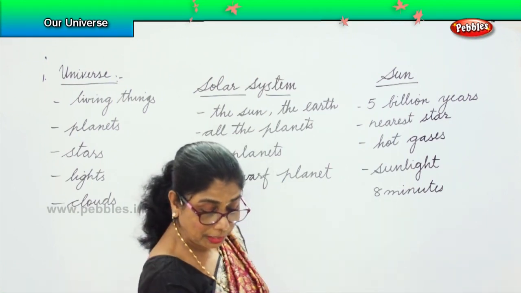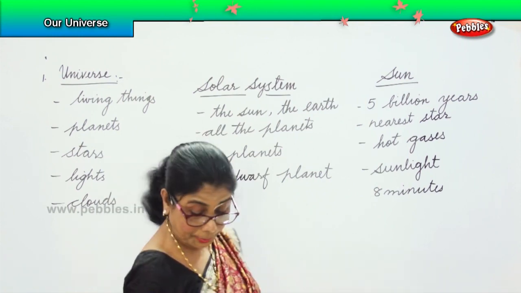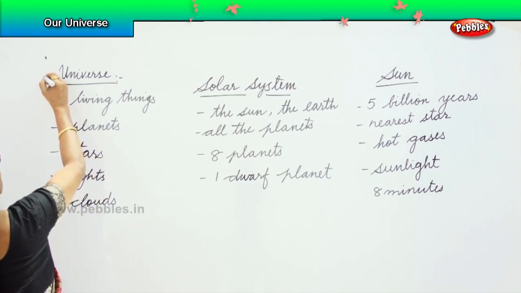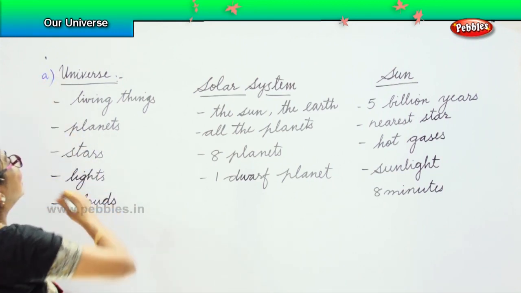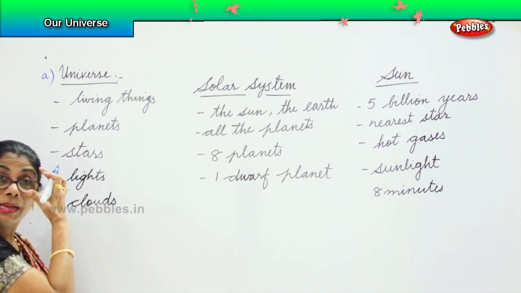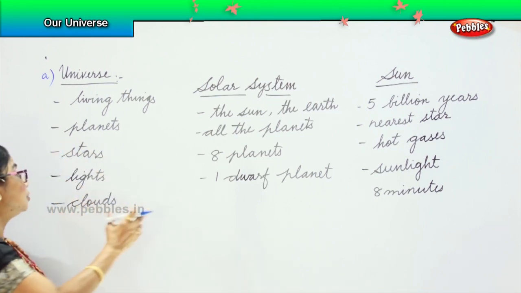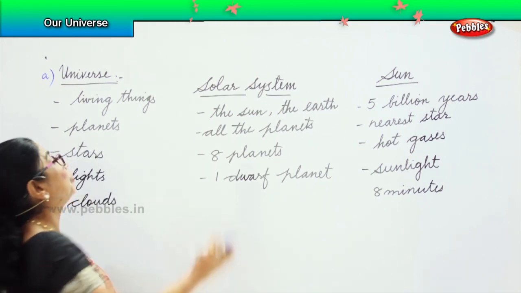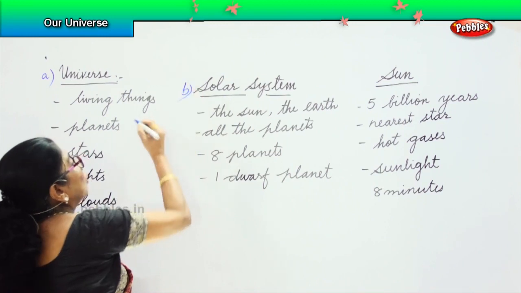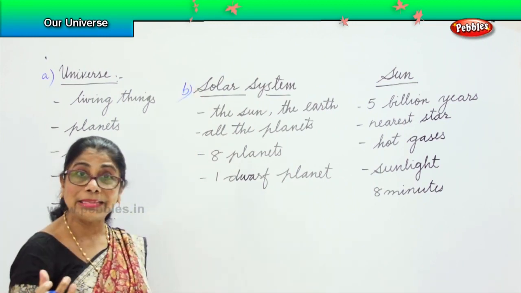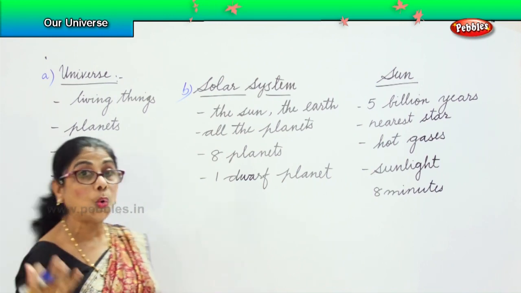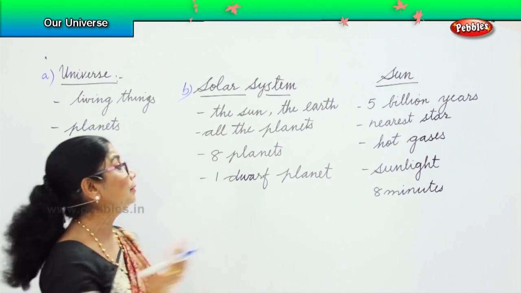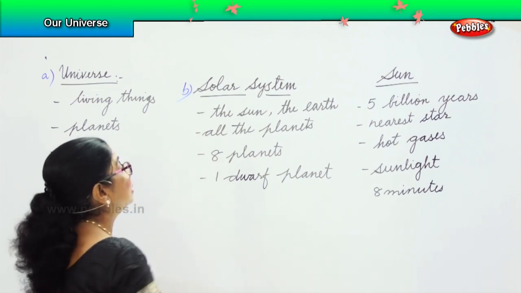So what did we learn today? We are talking about the universe, and what is the universe? What does it make up? The living things, the planets, all the stars, all the lights, all the clouds, everything together make up the universe. Now, what about the solar system? The sun is in the middle. There are the earth and all the 8 planets. They go around the sun, and that is called the solar system.